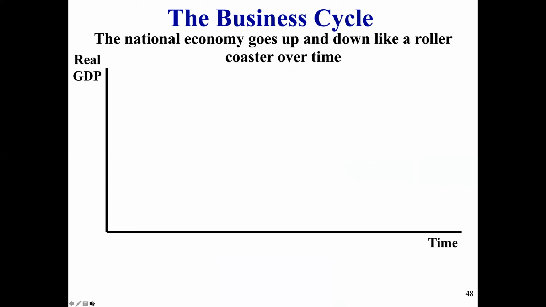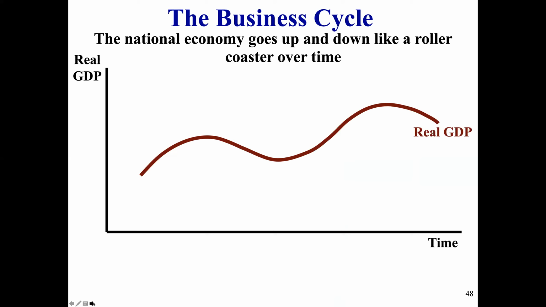So when we draw out the business cycle, we're going to put real GDP on the vertical, and we're going to put time on the horizontal. And what we're going to see is that the national economy goes up and down like a roller coaster over time. This model is going to be a simplified model of what's much messier and harder to predict in the real world, but it helps us understand GDP growth over time. So the business cycle shows real GDP going up and down and up and down. There are peaks, there are troughs.